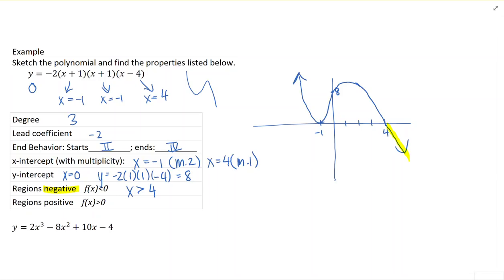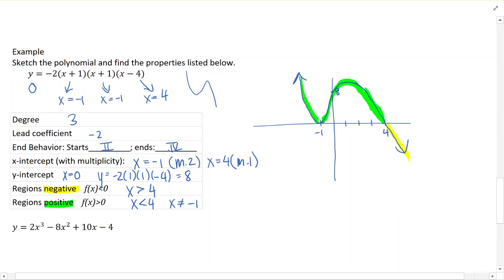Now, where are the parts that are positive? Well, positive parts are here. So there's a couple of ways of writing it. I'm just going to write it this way. It's going to be when x is less than 4, but x cannot be -1. Anything but that, then we're looking at regions that are positive. Put a comma there. Okay?